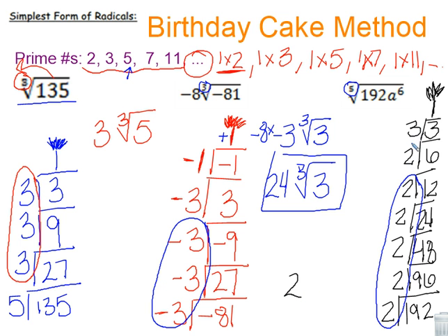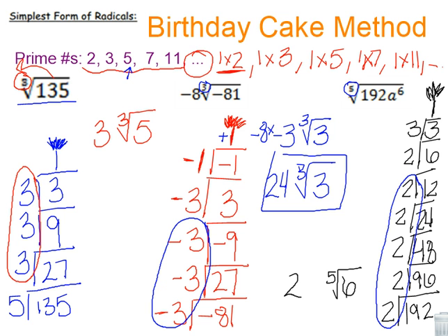But since I was not able to group these, I still have a 2 and a 3 left over. Those are still on the inside of my radical. If I take 2 times 3, I get 6. So I was able to pull a 2 out because I made one group, but I have a 2 and a 3 left over, so that gives me a 6.